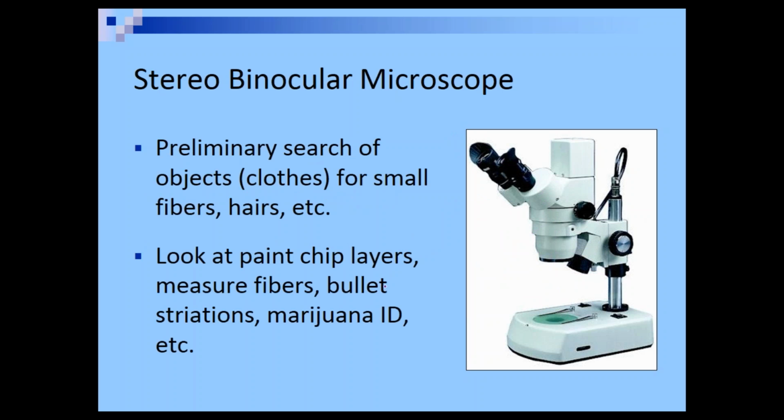Well, you can use it to search larger items for small items. So if you're searching clothing for small fibers or hairs, you can run it under there. And then also you can use it as your analysis microscope for 3D objects. Again, if you're trying to match up paint chip layers, look at the striations on a bullet, or do marijuana identification, I mentioned some of these. If you're just trying to measure the length of fibers, that's a little bit easier to do under a stereo binocular microscope.